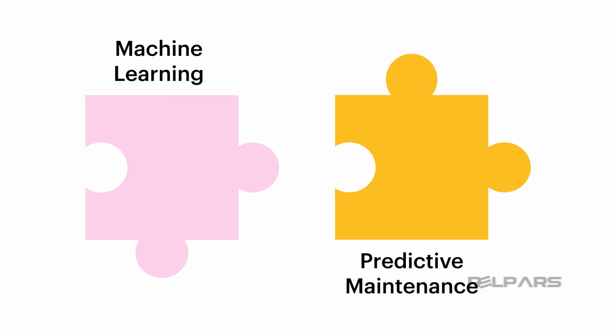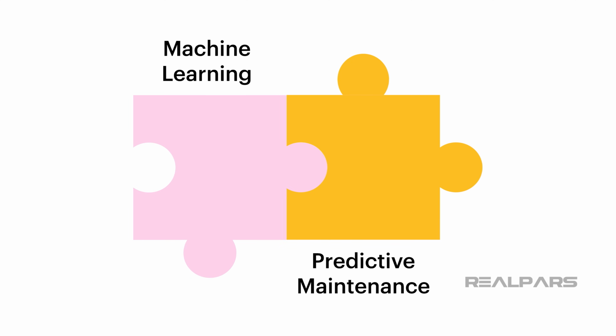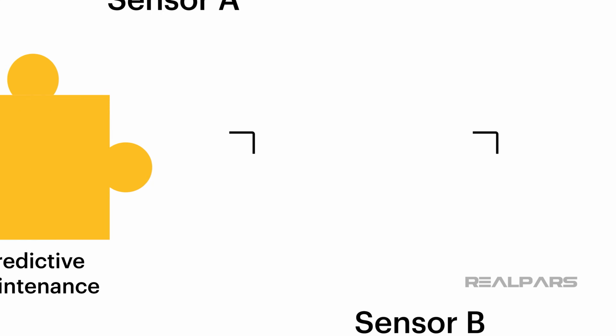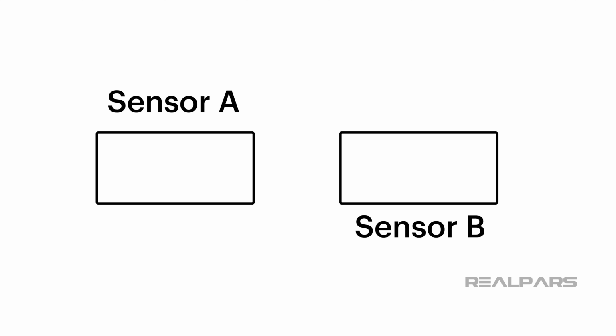Here is a basic example of how machine learning can be used for predictive maintenance. You don't need to be an engineer to understand this. It's very basic and fun, and you can understand it very easily. I promise. We have two vibration sensors here.